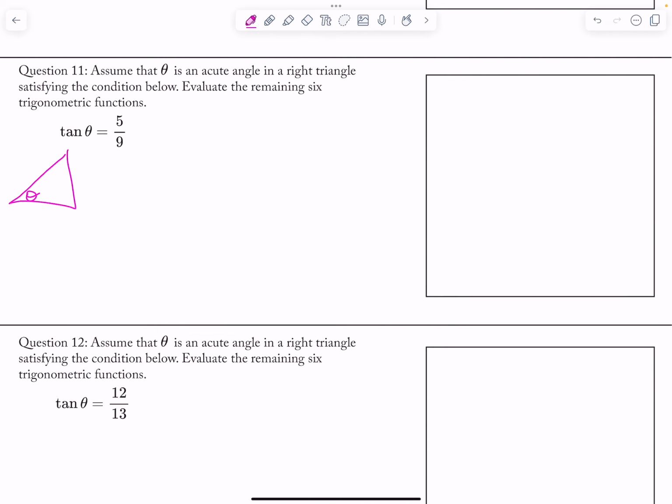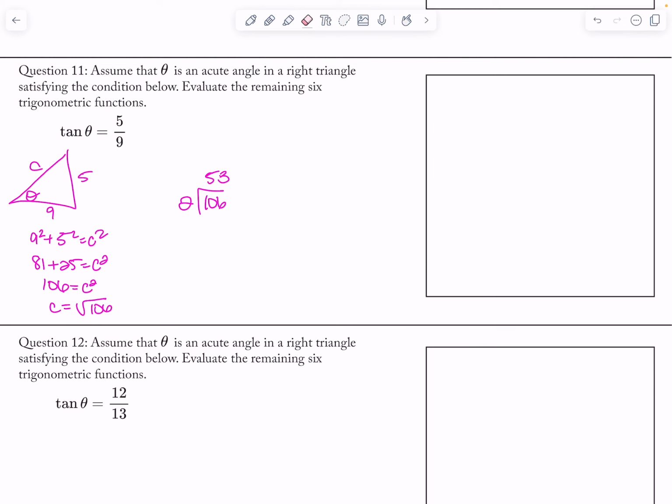I was given tangent, so tangent is opposite over adjacent. So I'm looking for my hypotenuse. So 9 squared plus 5 squared is equal to c squared. So 81 plus 25 is equal to c squared. So 106 is equal to c squared. So c is the square root of 106. When I have 106, I divide it by 2. I get 53.